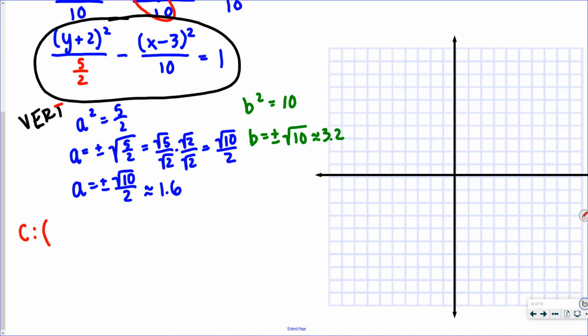Where's my center? You got it: 3, -2. The x coordinate goes with the x value. The only thing that's not fun about these is we don't have whole numbers for a and b, but that's okay. It doesn't change the process. My vertices are 1.6 above and below because this is a vertical hyperbola. And to help me draw my box, the co-vertices would be 3.2 to the right and to the left.